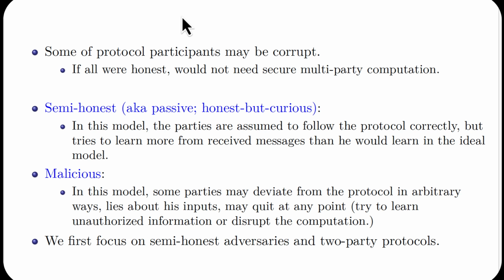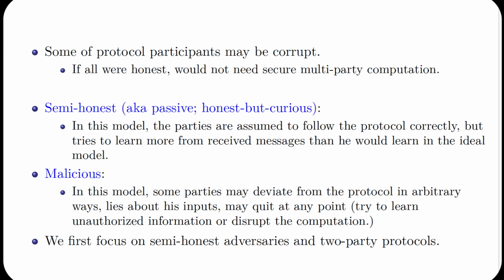So now we're going to talk about the adversary model. We need to define how the attacker behaves. If I give you two entities communicating with each other, Alice and Bob, which one is going to be the adversary? It might be one of them, it might be both of them. If all the entities are honest, then there is no need for secure multi-party computation, because you trust each other and no one is going to behave maliciously.